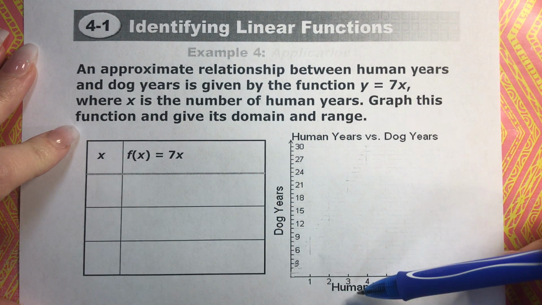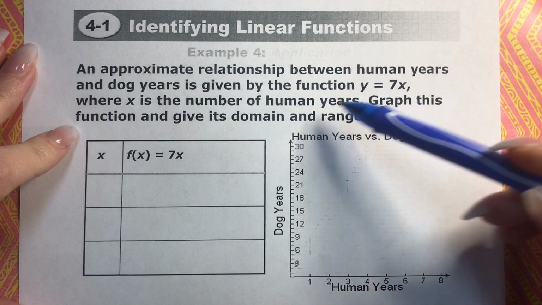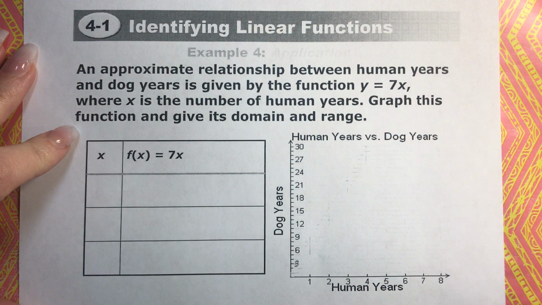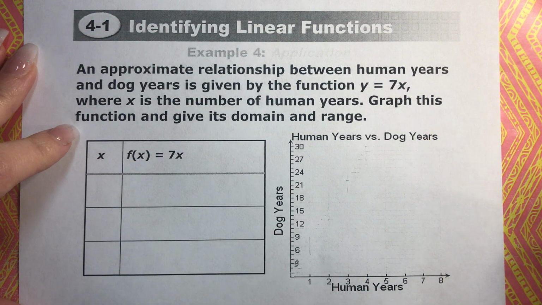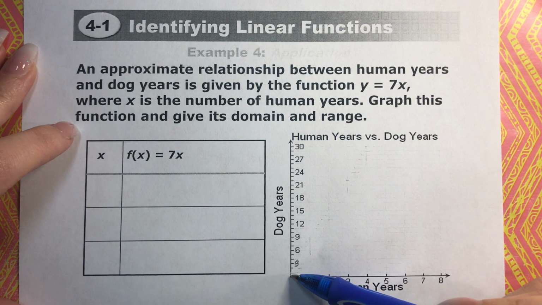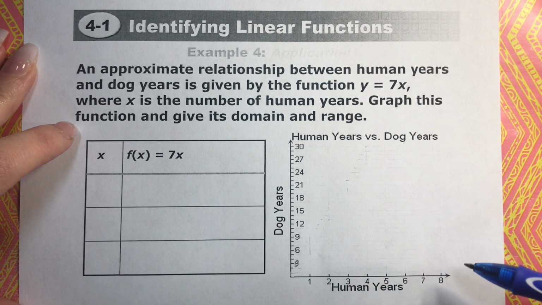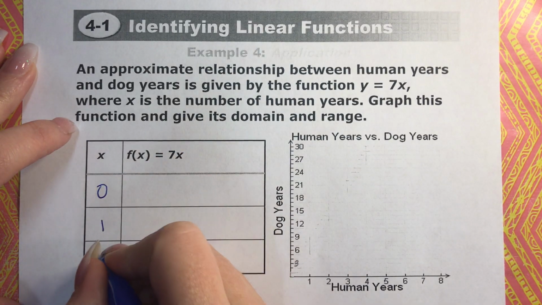Whenever you're making a graph, you want to make sure that you label the x-axis, label the y-axis, and put a title on it. This is talking about human years versus dog years. For human years, you couldn't have negative numbers, right? A human's never -1 years old, and dogs can't be negative either. So we're only dealing with positive numbers for humans and dogs, so we're just going to be graphing within quadrant 1. Let's just pick some values, 0, 1, and 2.